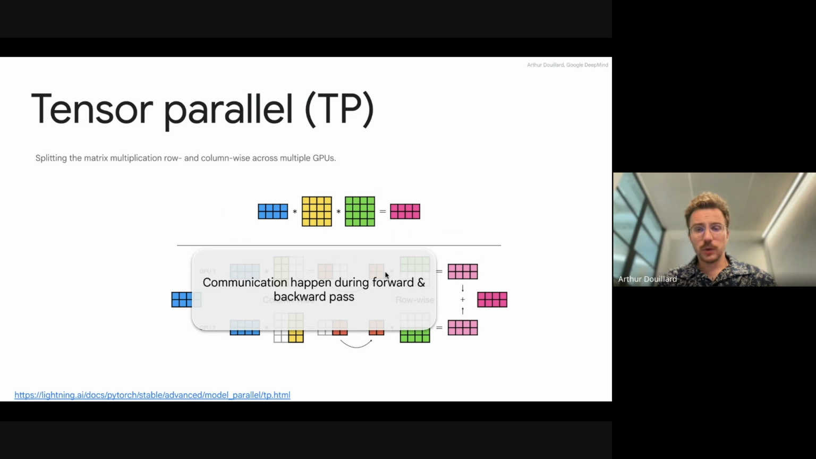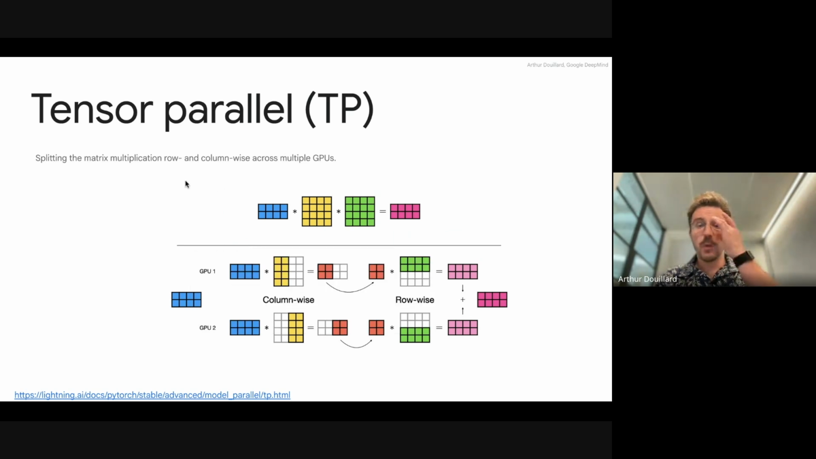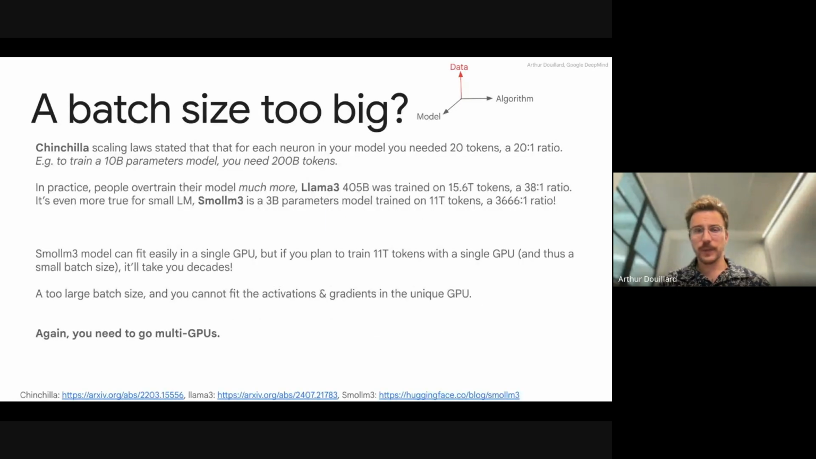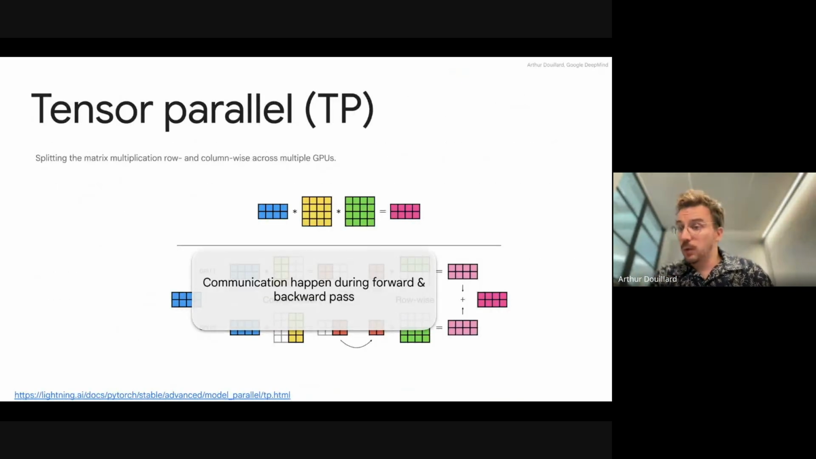Then you have another solution, tensor parallelism, where instead of splitting the model per layer, you put all the layers on the same GPU, but you split the matrix multiplication, the exact matrix, either column-wise or row-wise, across multiple GPUs. So that's another way. Here you're splitting across the width axis of the model. There's also communication during the forward and backward pass, because you do a subset of the matrix multiplication on one GPU and another subset on another GPU, but then at some point you need to gather them back. And here there is communication between the two GPUs.